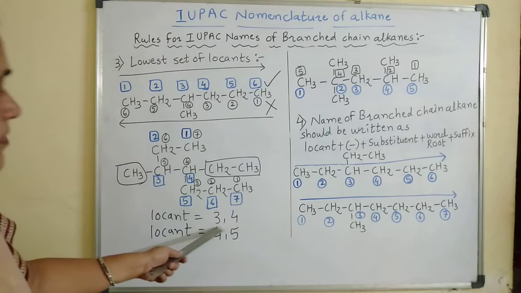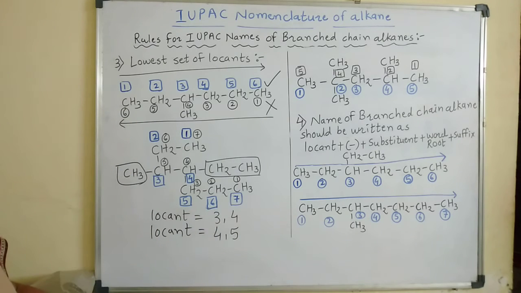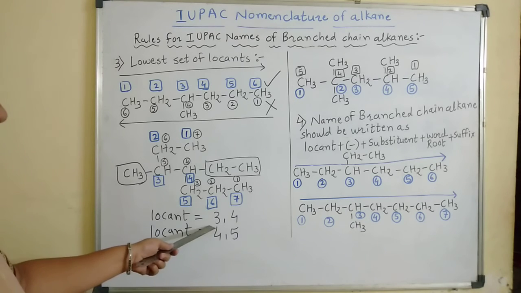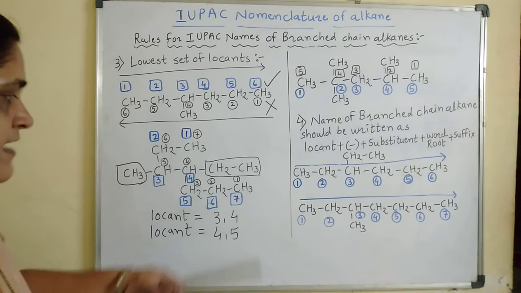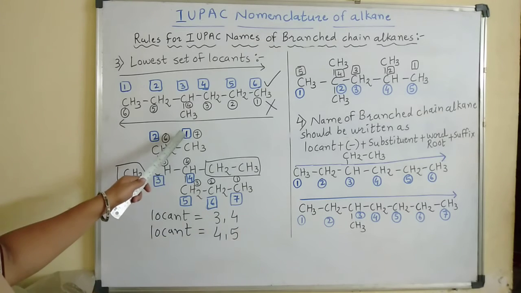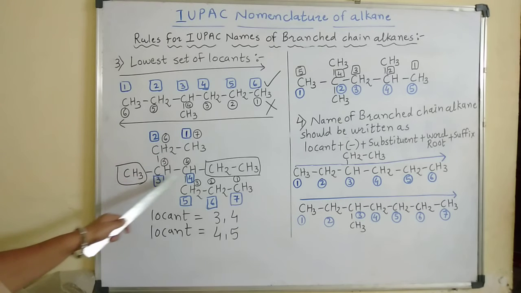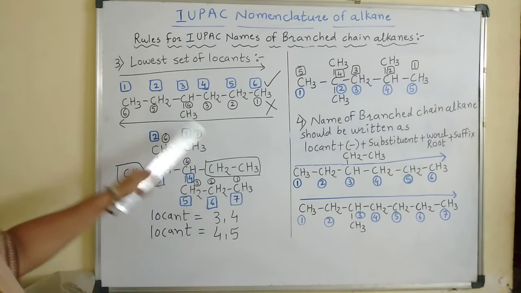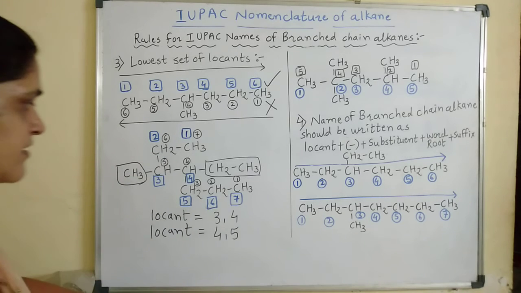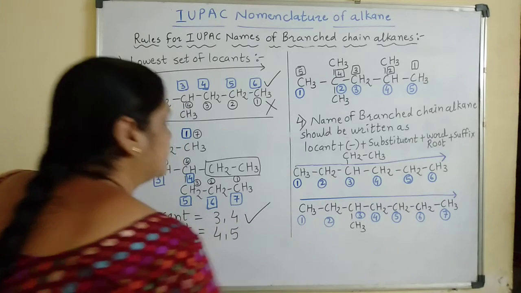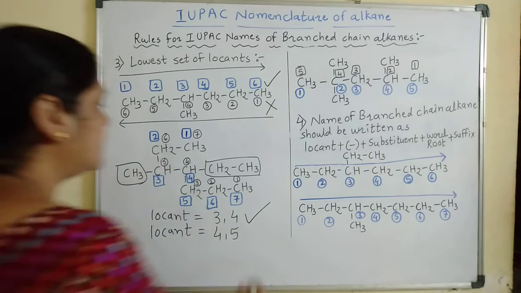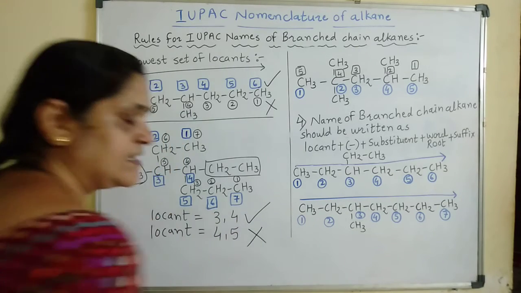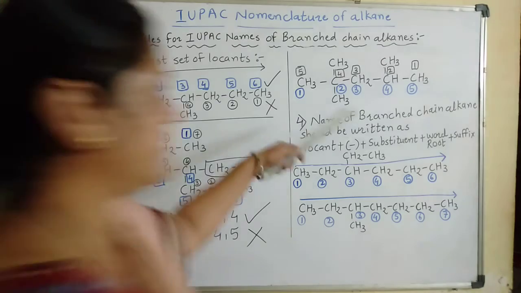Now 3, 4 is the lowest set, while 4, 5 is not the lowest set. Carbon carrying substituent should get the lowest possible number. That is why 3, 4 is the lowest set. And therefore, if you go this way, 1, 2, 3, 4, 5, 6 and 7, which I have marked with the blue color marker, that is the correct numbering, while the black color marker numbering is wrong. Right? Now come to the next example.